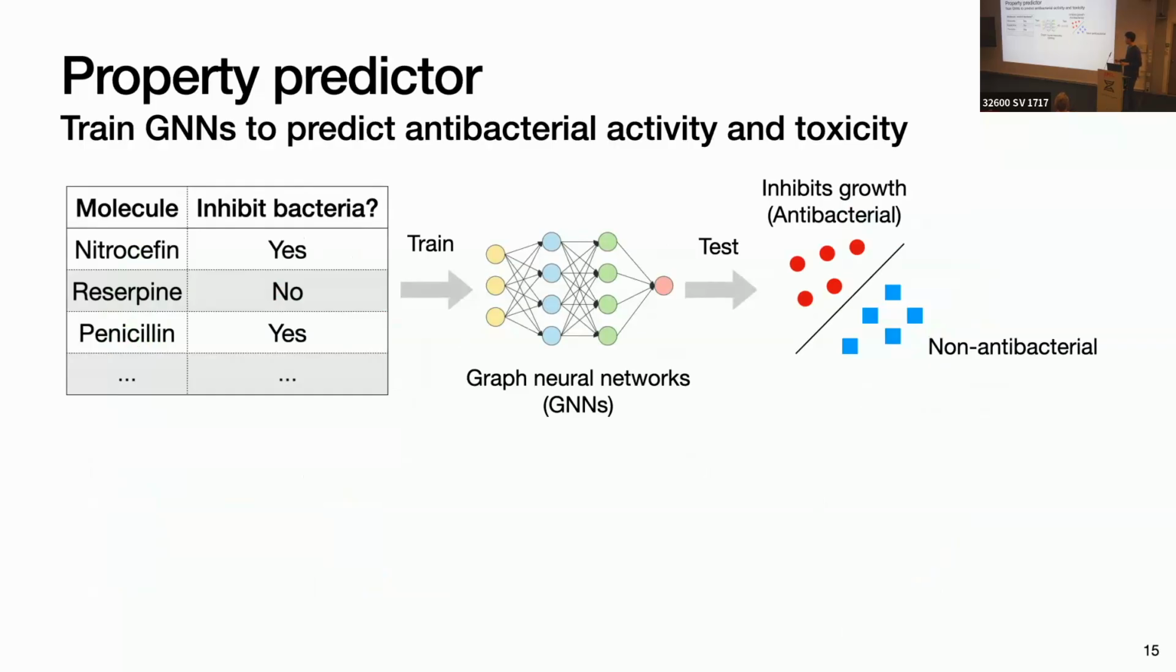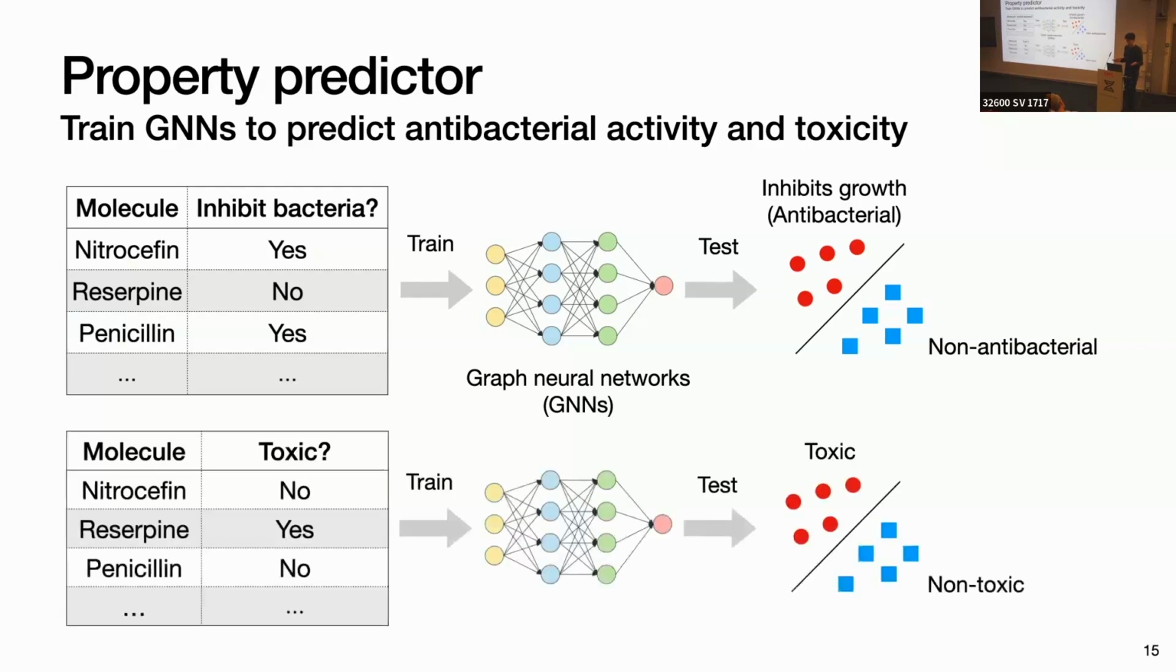We trained a model that uses a graph neural network to encode each molecular structure and learn the classification task of distinguishing antibacterial molecules from non-antibacterial molecules, right? We also trained a similar model for toxicity. So we built 2 models, one for predicting antibacterial activity and one for toxicity, and then we can use both models to evaluate how good a new molecule would be.